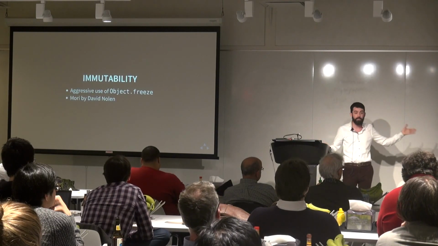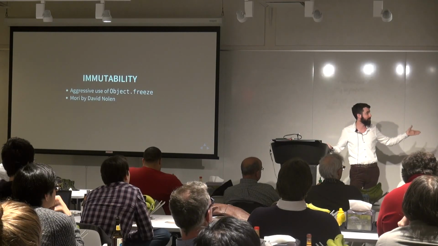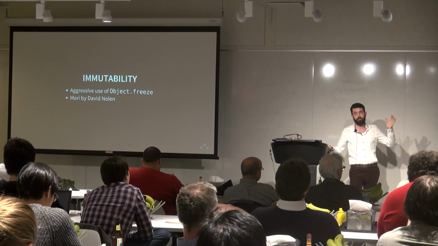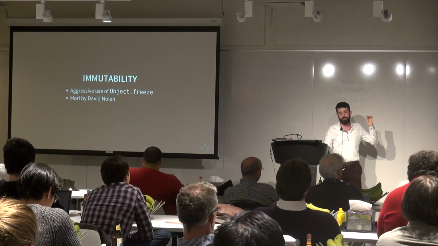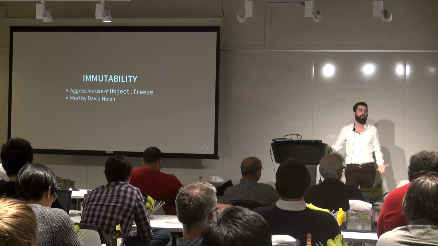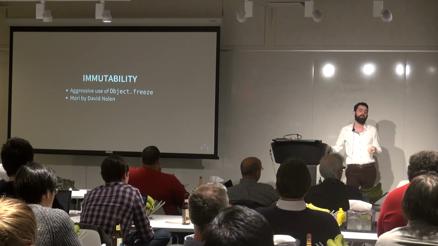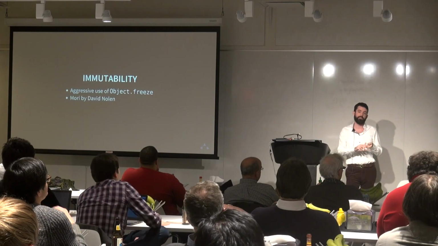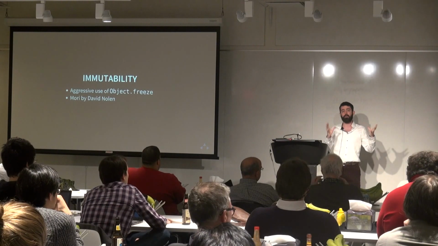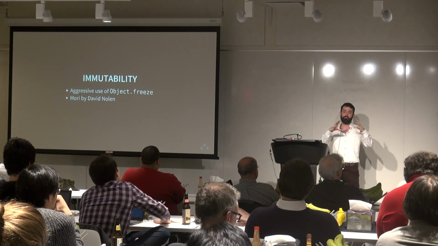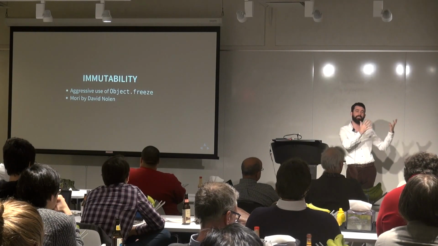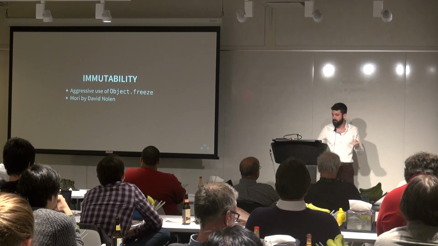So, immutability. We're freezing things aggressively. JavaScript has Object.freeze, which will not allow you to change any properties on an object. And we're also using David Nolan's Mori library, which is something that's come out of the Clojure community. It's maps, sets, vectors, and just immutable data structures. And we're kind of wrapping that in a bit of a facade so that we can have it be well-typed. Because it comes from Clojure, it's dynamic in nature. So we don't like that.